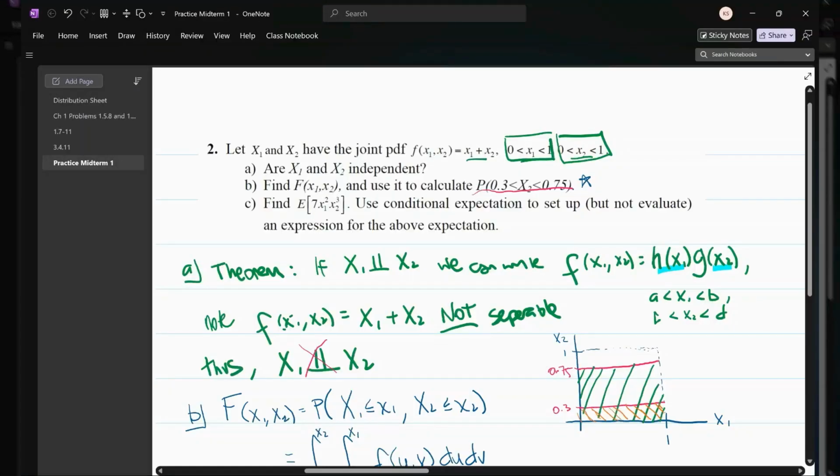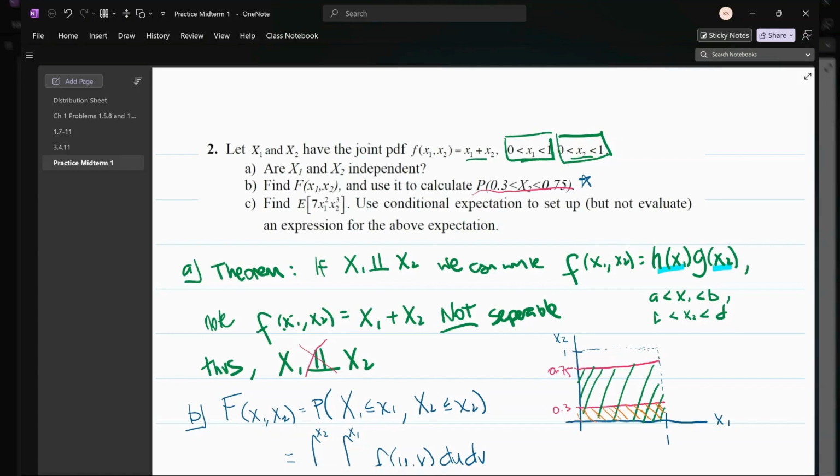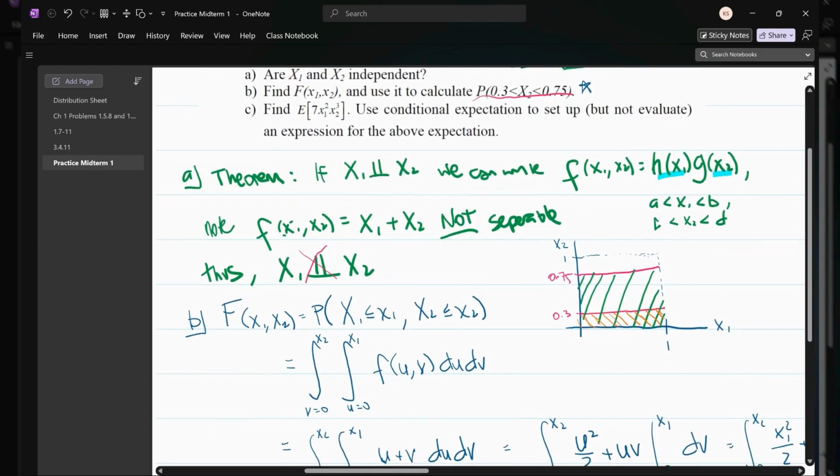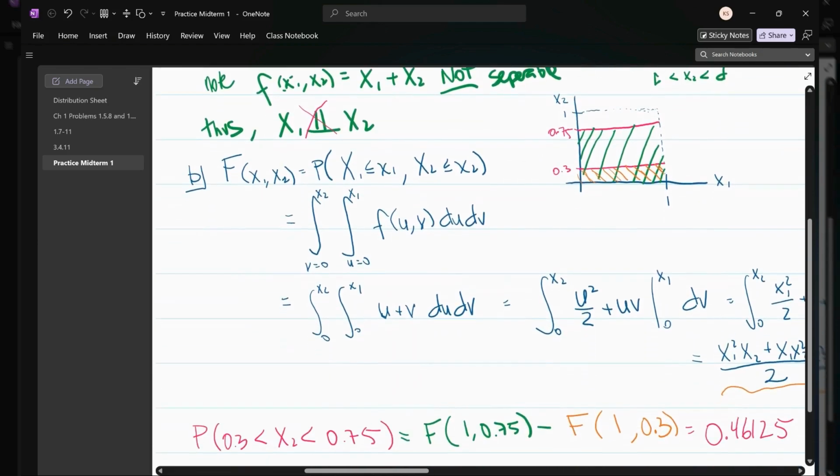All right, so let's continue where we left off. We are moving through the first practice exam for Stat 520. We completed number one. Now we're looking at number two. Finished part A, not separable, therefore not independent. Part B, we identified the CDF by a double integral, and then we use it to calculate a probability.